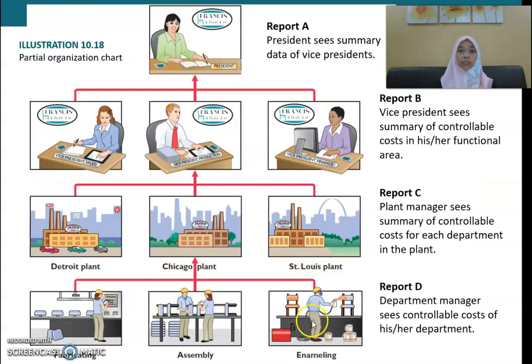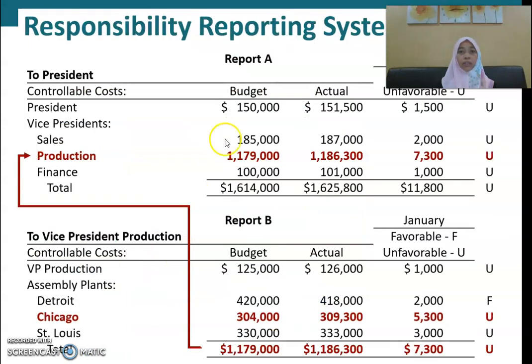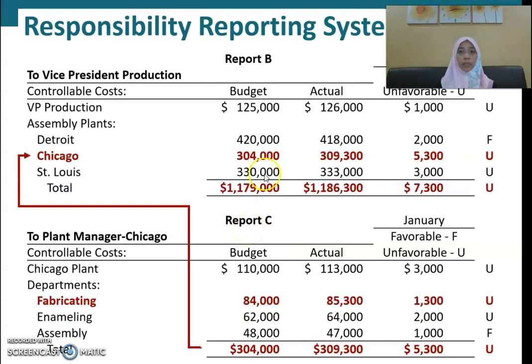So you start from here, and then it moves up, and at the top level, you can see what happens at the lower level. If you look at the figures, this one is report A, this one is report B, and if you are at report B, you can see what happens at the report C level, and so on. Okay, so you don't need to know how to prepare all these things. What we are highlighting here is the responsibility reporting system.